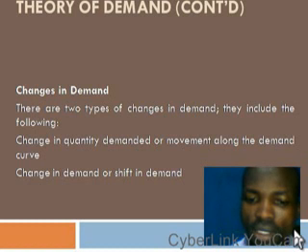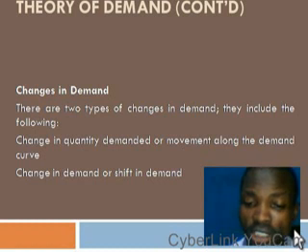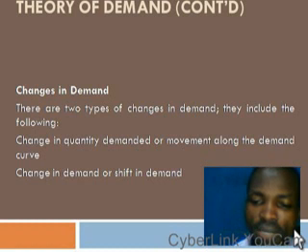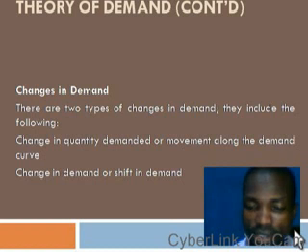Changes in demand. There are two different types of changes in demand, and even though students do confuse these two, they are very easy to understand and straightforward. The two types of changes in demand that we have are: 1, change in quantity demanded, and 2, change in demand. A change in quantity demanded is also known as movement along the demand curve, while the other one, which is known as change in demand, is the same thing as a shift in demand. We shall now be taking them one after the other.